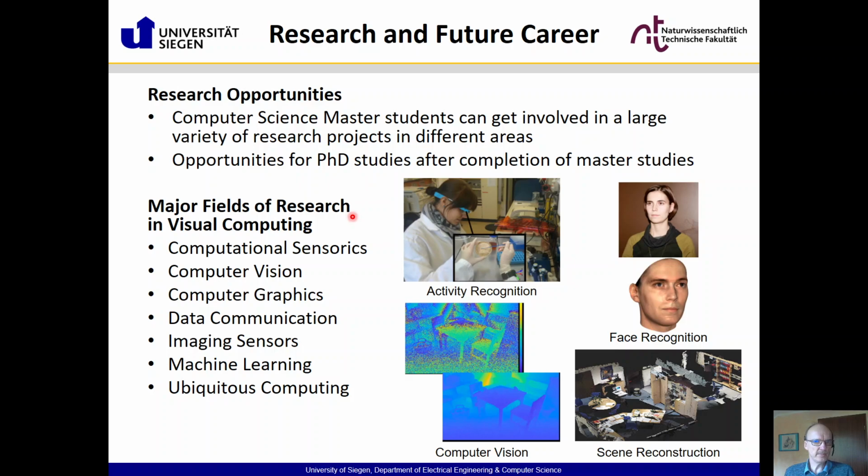Research fields which are related to visual computing comprise, for instance, computer vision and graphics, which I already mentioned before, but also computational sensorics involving more specifics of sensor information. Also, imaging sensors are related machine learning. And here are some examples of how this sums up into systems like for activity recognition, face recognition, scene reconstruction, or in this case, object detection, image refinement.